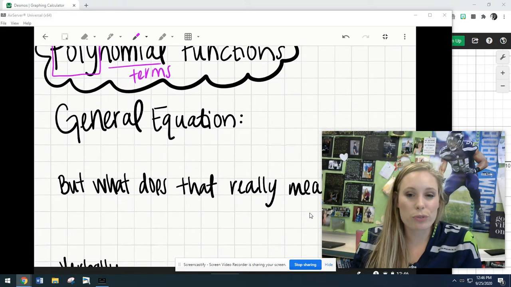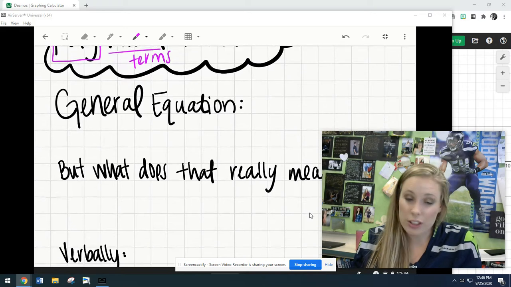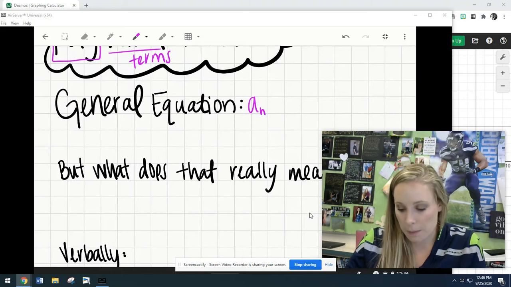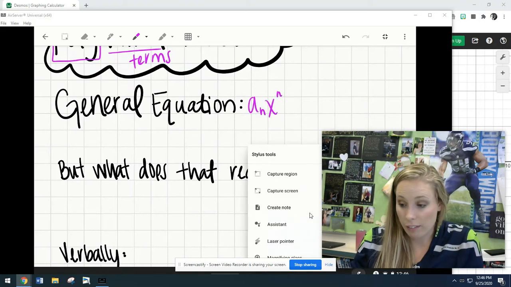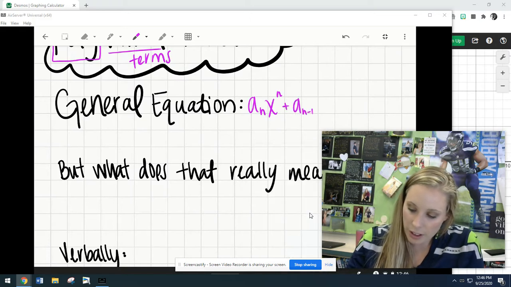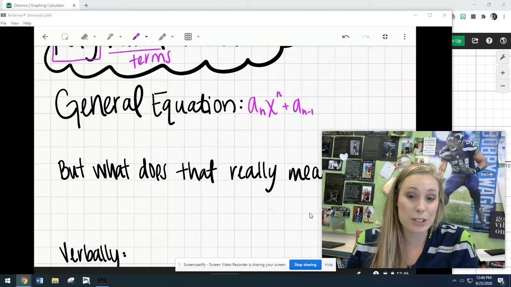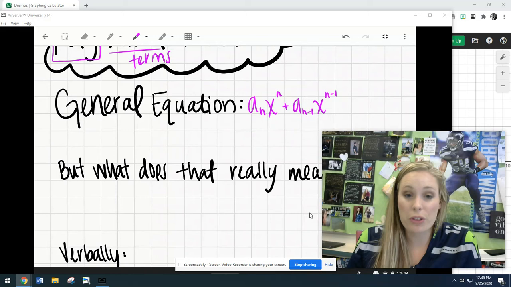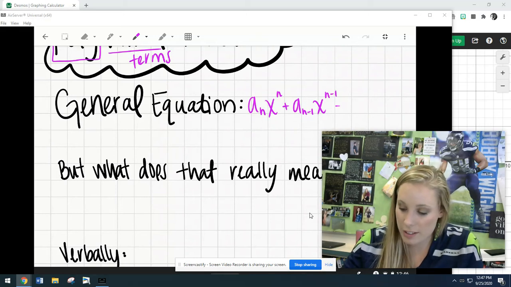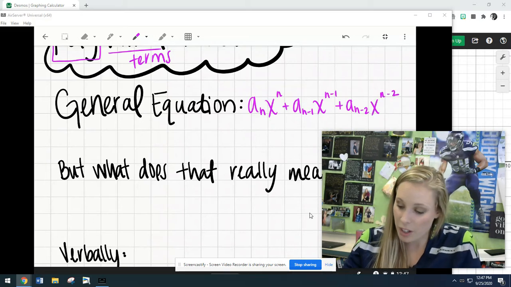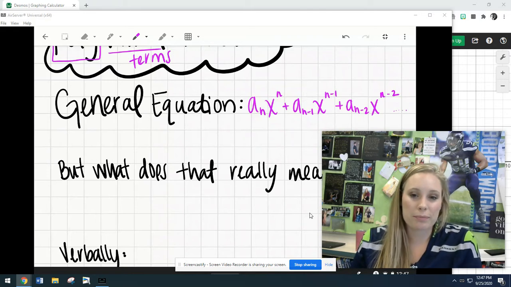The general equation for a polynomial looks really ugly. I don't want you to get confused with this. I'm going to write it out so you know. It says that you have one coefficient times something to some degree, and then another coefficient. The n minus 1 just means that it's not the same as the first, a coefficient times some other term with a lower degree, plus another coefficient and another term with an even lower degree. And this can go on forever.